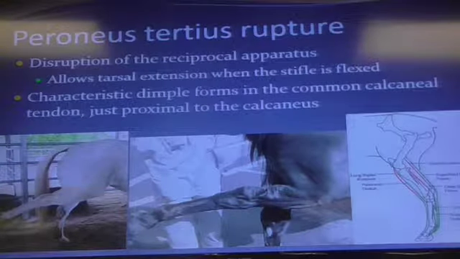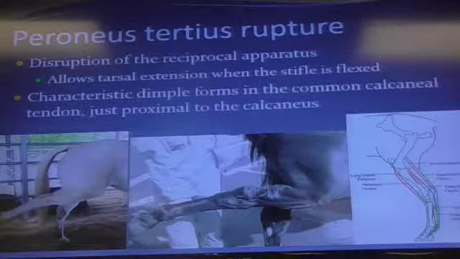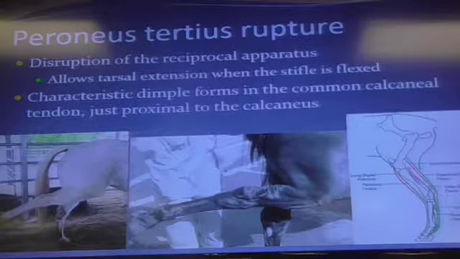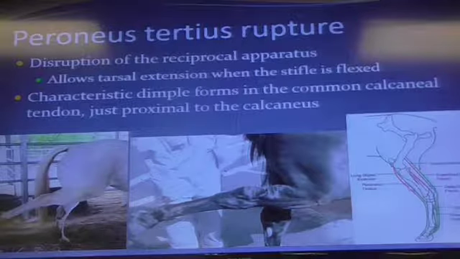Here's the thing that you don't see very often, except for on Natalie. I think I saw one a few years ago. But Natalie loves this, so big flashing red lights here. Remember this for Natalie. It is a destruction of the reciprocal apparatus. And if you look at this little diagram here, here's the peroneus tertius.